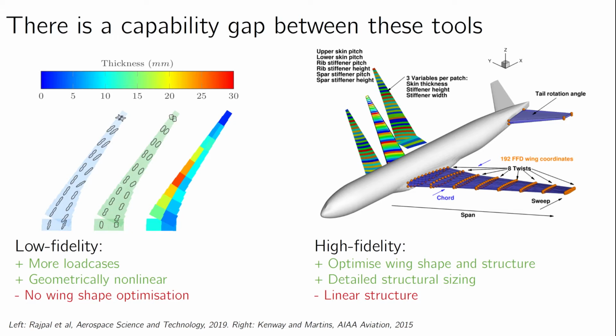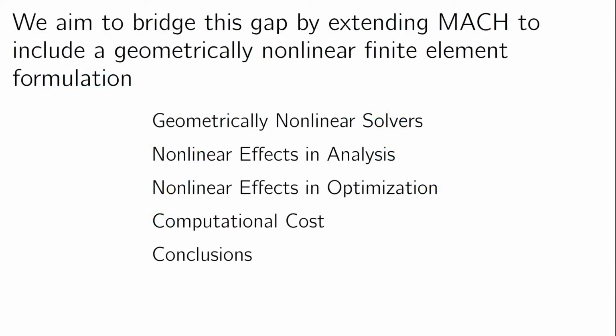On the other hand, using RANS CFD allows MACH to simultaneously optimize a wing shape and structural sizing, and the use of a full wingbox model allows for more detailed structural sizing. However, the cost of these optimizations is only just becoming practical for design purposes, and, to date, MACH has only been capable of using linear finite elements. In this work, we address this issue by extending the MACH framework to include a geometrically nonlinear finite element formulation.